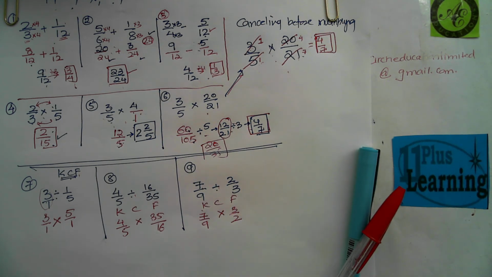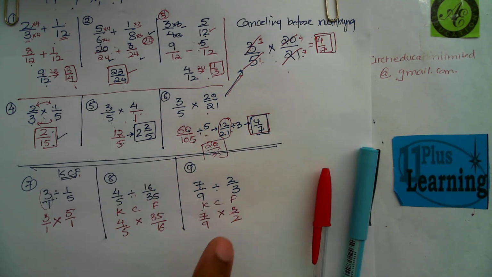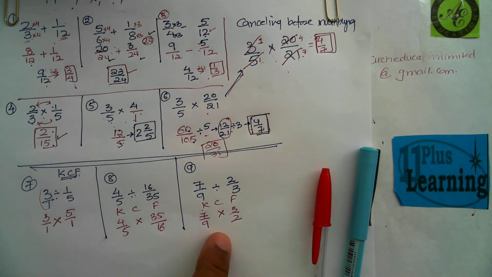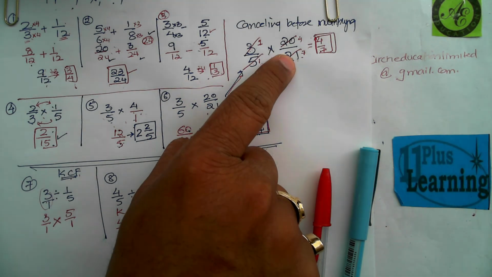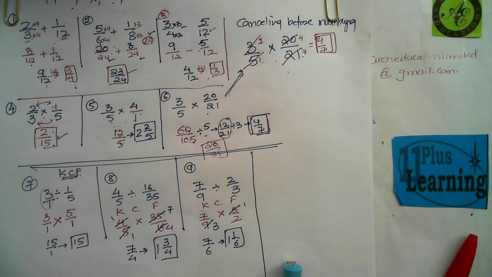So what have we done now? We have successfully changed these division questions into multiplication questions, and you've been taught that. So guys, I would like you to work them out yourself now. And if you need to simplify, cancel before multiplying, you must do that. That will help. Okay, work that out. Check answers with mine.